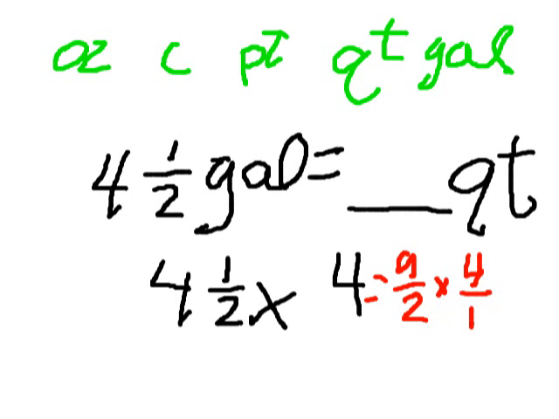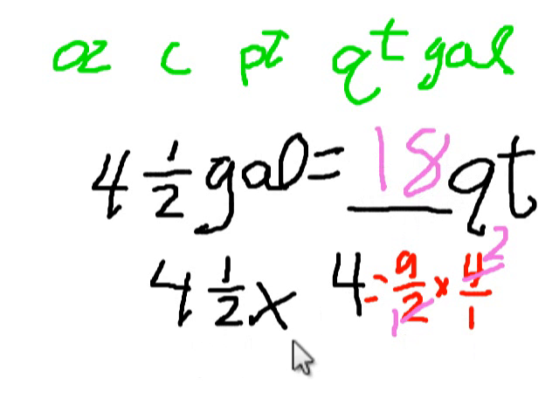And we're still going to use a skill that we learned before. We're going to cancel the 2 and the 4 by dividing them each by 2. And now we have 9 times 2 is 18 over 1 times 1, which is 1. So we're going to end up with 18 quarts.